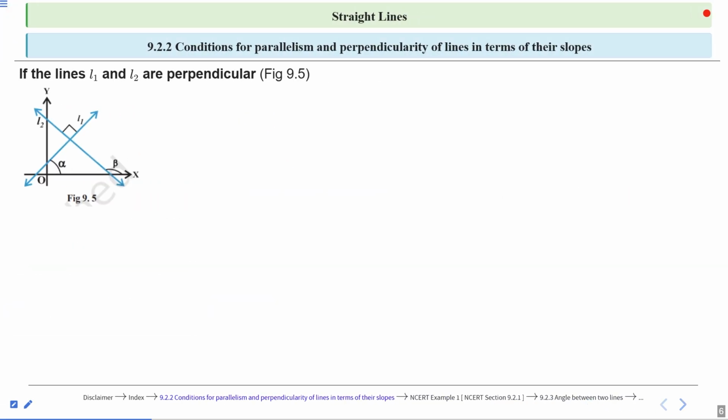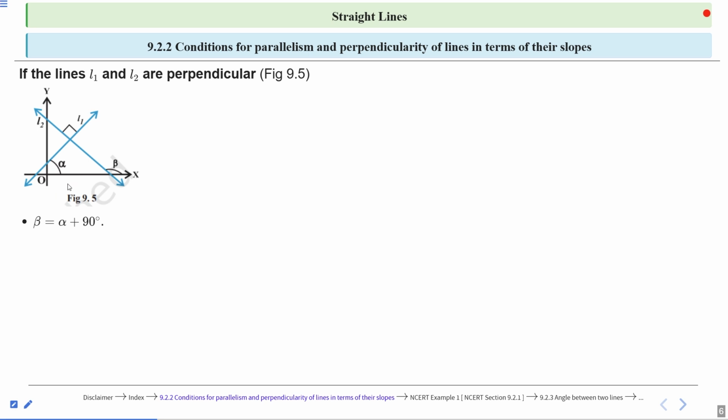Now we will see perpendicularity of lines in terms of their slopes. First, we suppose the lines L1 and L2 are perpendicular. Here you can see in figure 9.5 that the lines L1 and L2 are perpendicular lines.